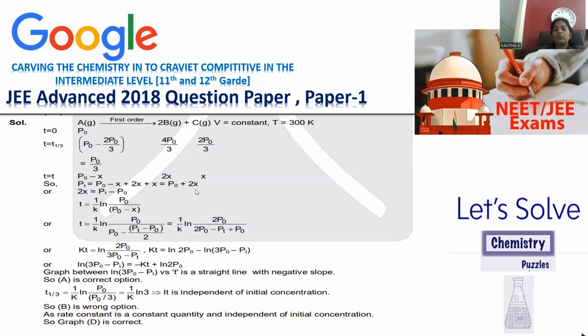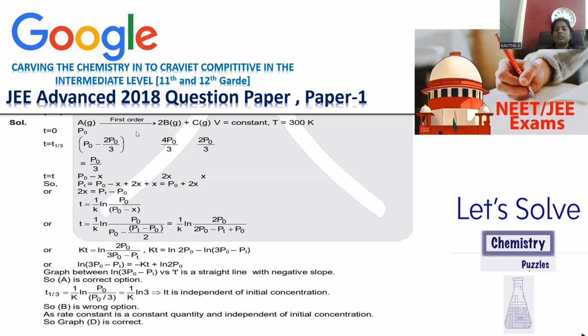So in order to calculate this 2X value, 2X is equal to the pressure at time t minus the initial pressure. So this is Pt minus P naught. 2X is equal to Pt minus P naught. This value you got it.